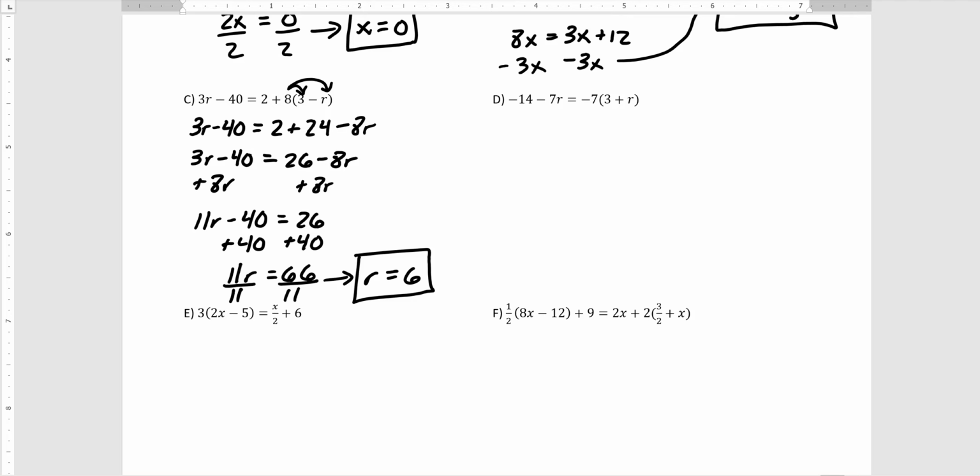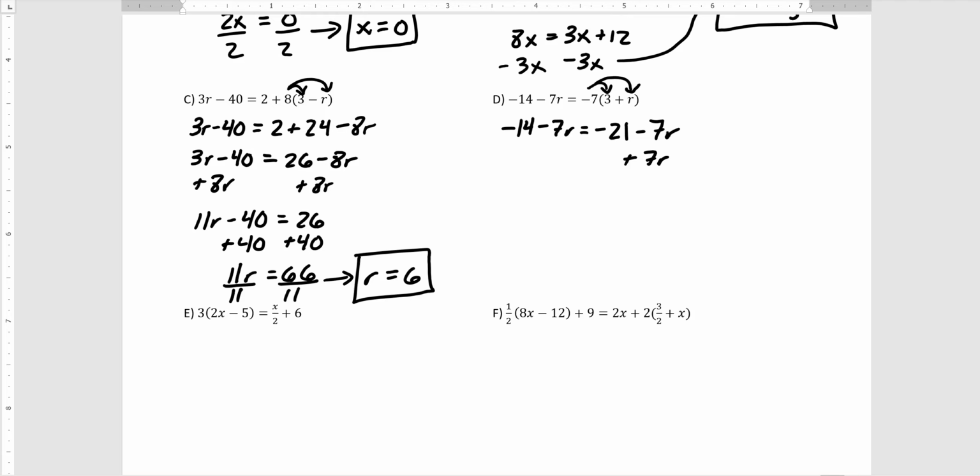Let's look at letter D here. Negative 14 minus 7r equals negative 7 times the quantity 3 plus r. So I'd start by distributing that negative 7. So I'd have negative 14 minus 7r equals negative 21. Negative 7 times r would also be minus 7r. All right, so notice what's going to happen here.